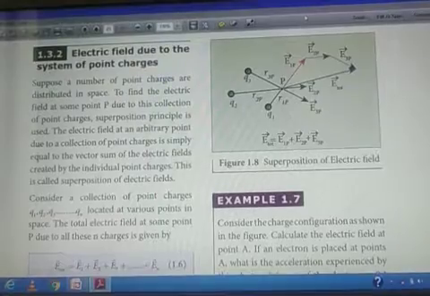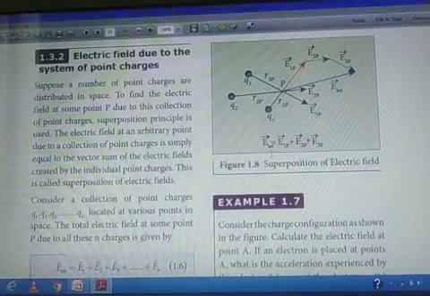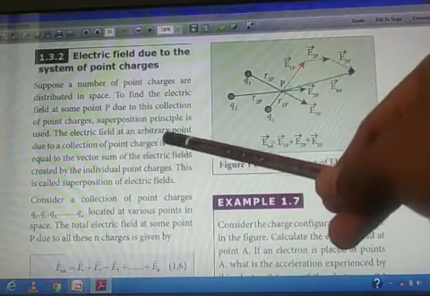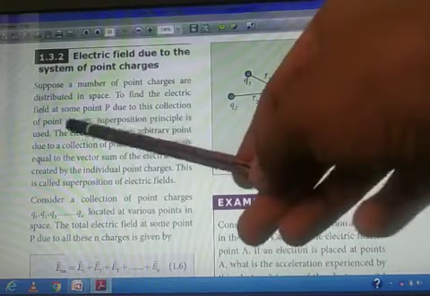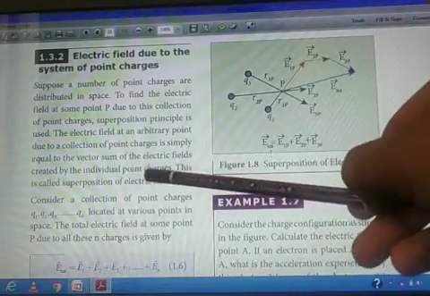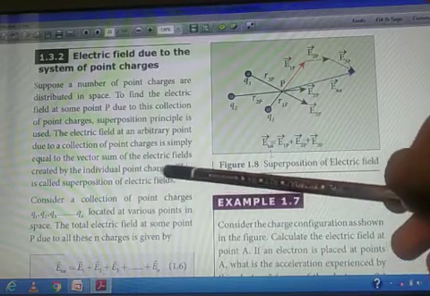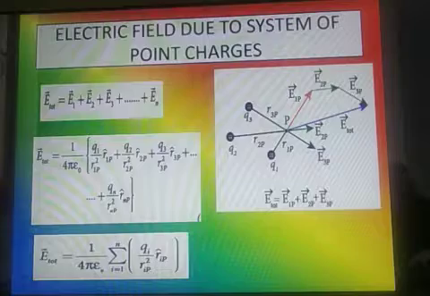I will repeat the statement of superposition principle in terms of electric field one more time. The electric field at an arbitrary point due to a collection of point charges is simply equal to the vector sum of the electric fields created by the individual point charges. This is called superposition of electric fields.